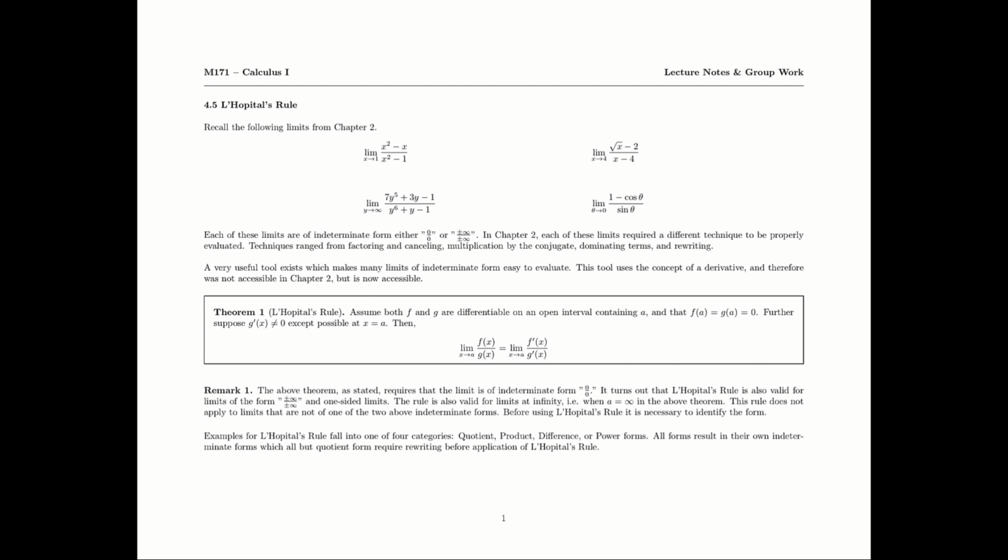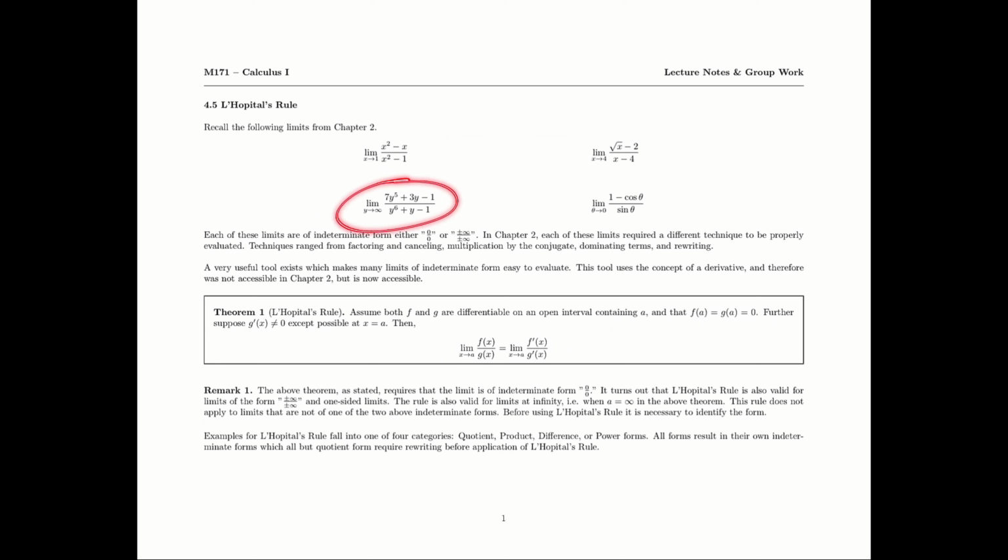So let's take a look up here really quickly. Right here, we have a limit as x goes to 1. And if we plug in 1 here, we see that we get 1 minus 1 over 1 minus 1, which is definitely 0 over 0 indeterminate form. So we could definitely use L'Hopital's rule here, and that would be a nice choice.